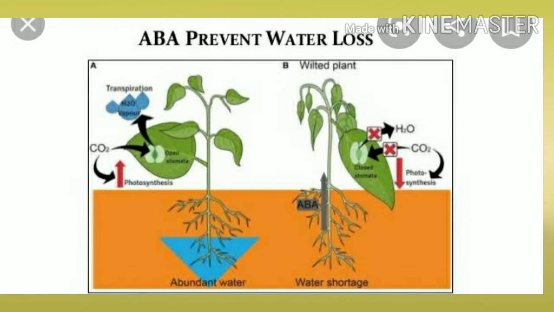We know that water is necessary for the plant, but only a small amount of water taken up by the roots is used for growth and metabolic processes, and the remaining water, that is 97 to 99.5%, is lost by transpiration. You can see here how abscisic acid prevents the water loss. In this slide there are two different plants.